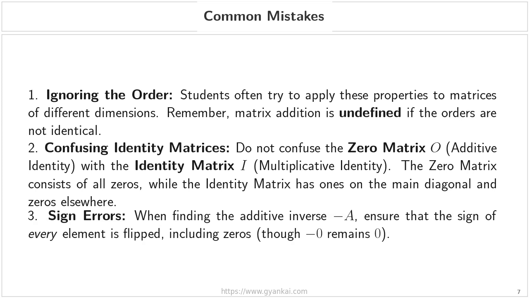Finally, watch out for sign errors. When you are calculating the additive inverse, which we represent as negative A, ensure that the sign of every single element in the matrix is flipped. A common slip is to miss an element or forget to change a negative to a positive. Also, keep in mind that while you apply the sign flip to all elements, negative 0 simply remains 0.